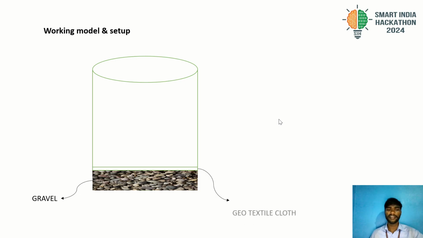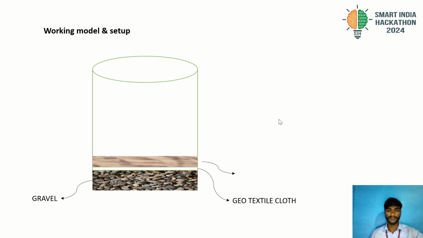Next comes the second layer, fine sand. Fine sand is a well-known medium in sewage treatment for trapping impurities. 1 kilogram of fine sand is placed over the geotextile cloth above the gravel. This layer is crucial as it nourishes beneficial microbes that help treat wastewater biologically.